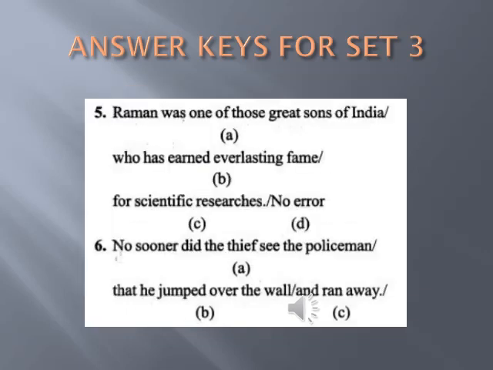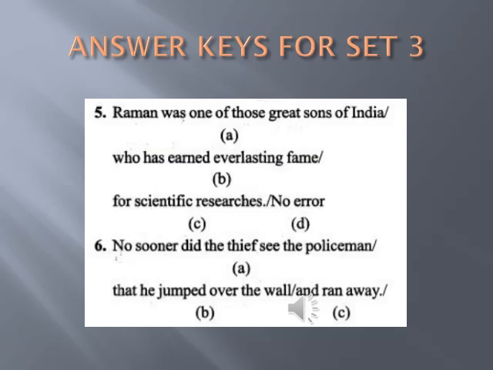Let's go to question number 5 and find out its answer. Raman was one of those great sons of India who has earned everlasting fame for scientific researches. You know that the answer is B. Why answer is B? Who has earned? Raman has earned. But remember that here, when we are using who, you have to go back to sons of India. One of those great sons of India.